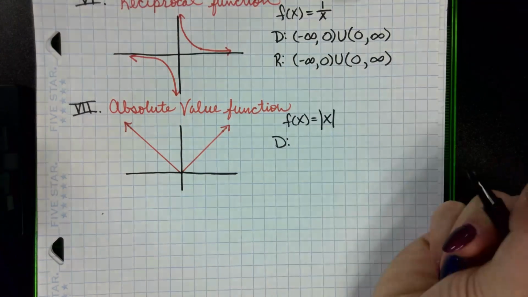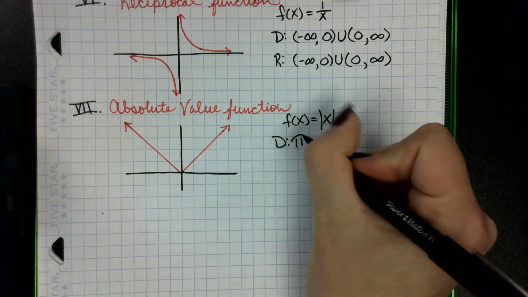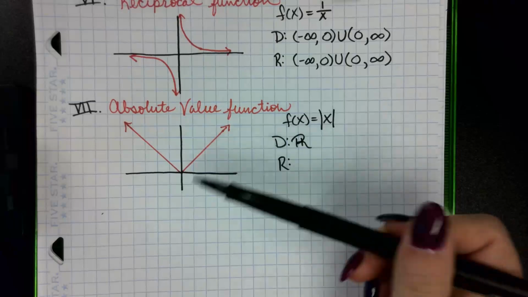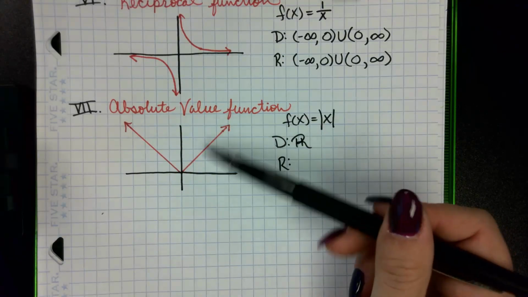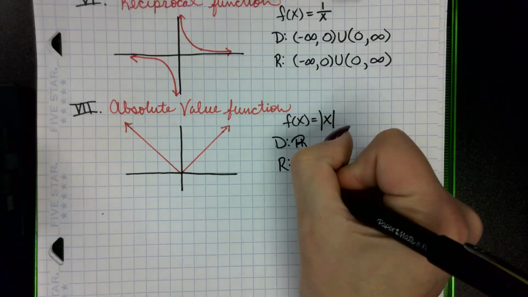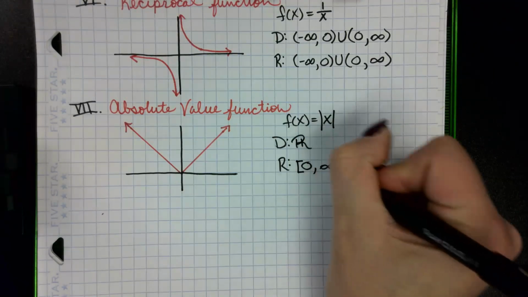Domain for this one, left to right, it does not stop, so it's all real numbers. Range, well, absolute value gives you positive numbers, so nothing below the x-axis. So from 0, including 0, because it can be 0, to infinity.